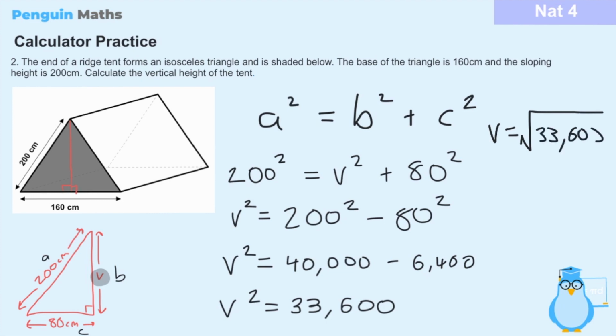so the square root of 33,600. And again, if we put this into our calculators, this should give us an answer of approximately 183.3, and that's in centimetres. So that means that the vertical height for the tent is approximately 183.3 centimetres. And again, the key thing is being able to identify, first of all, that we can divide the isosceles triangle into a right angled triangle, and then use our knowledge of Pythagoras to solve the problem.